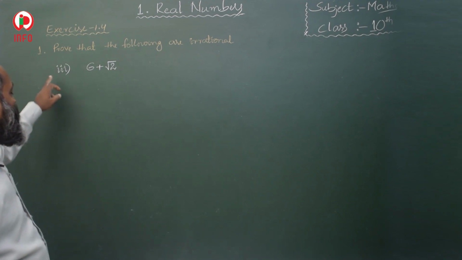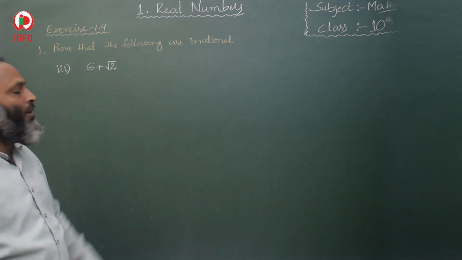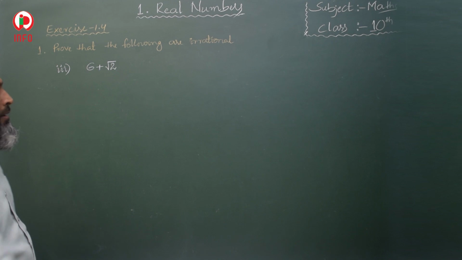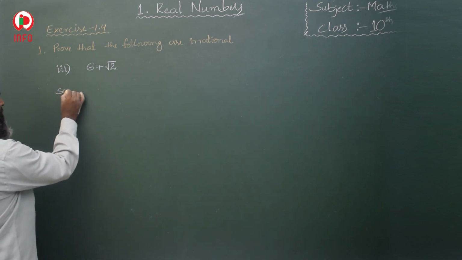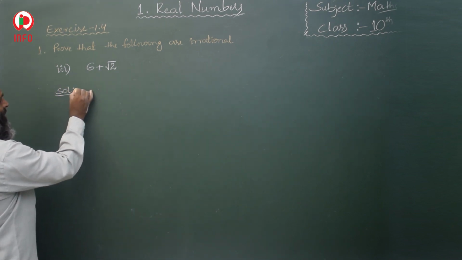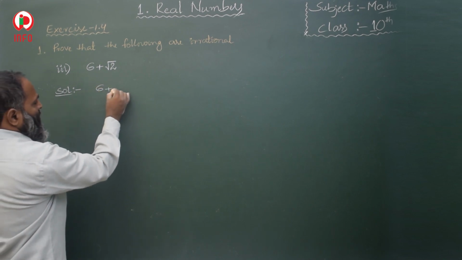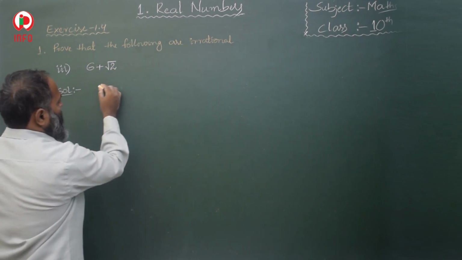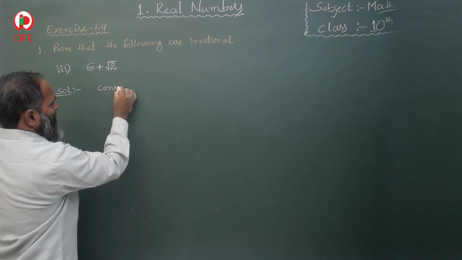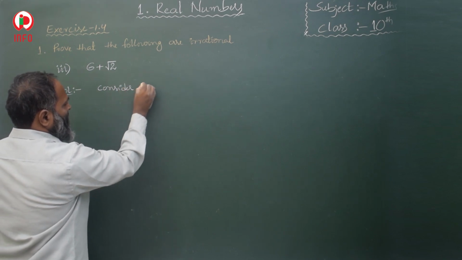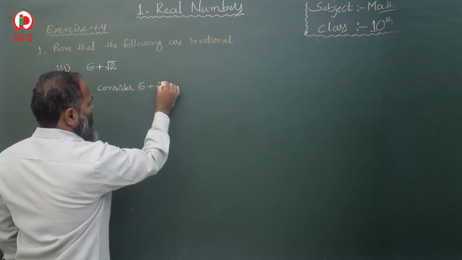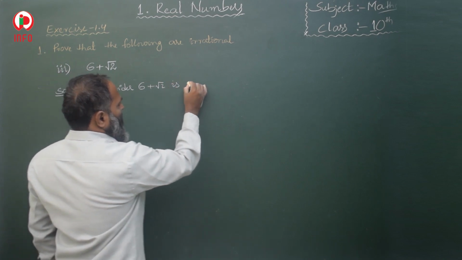Now the next question, the third one, 6 plus root 2. So this we prove is an irrational number. So the solution: whatever is given, we consider it as a rational number. Consider first that 6 plus root 2 is a rational number.